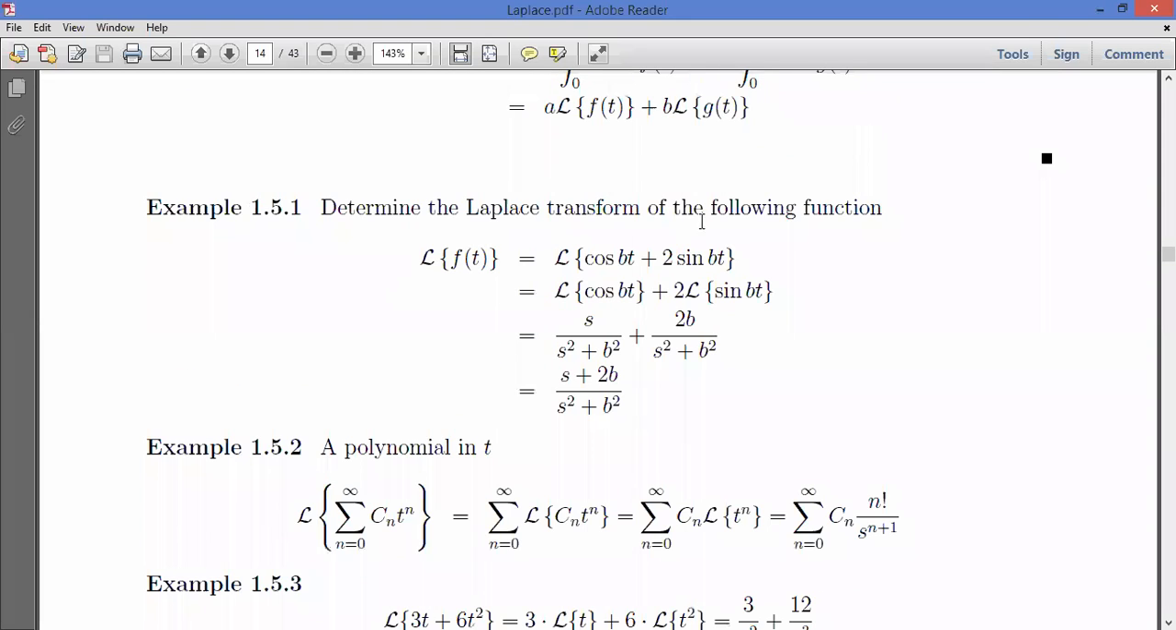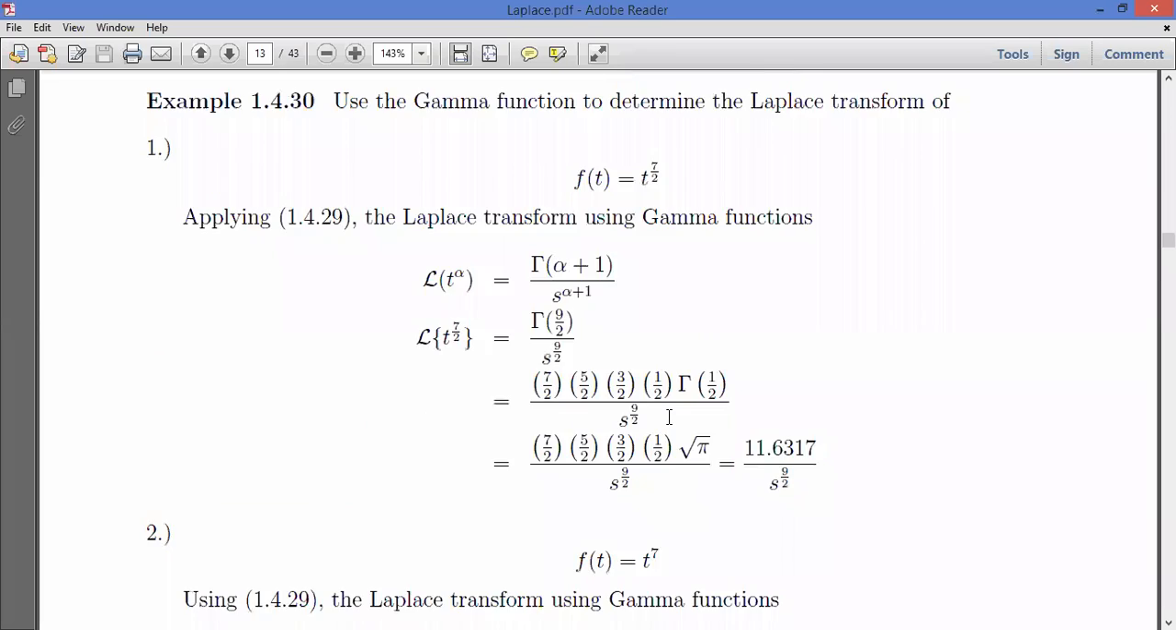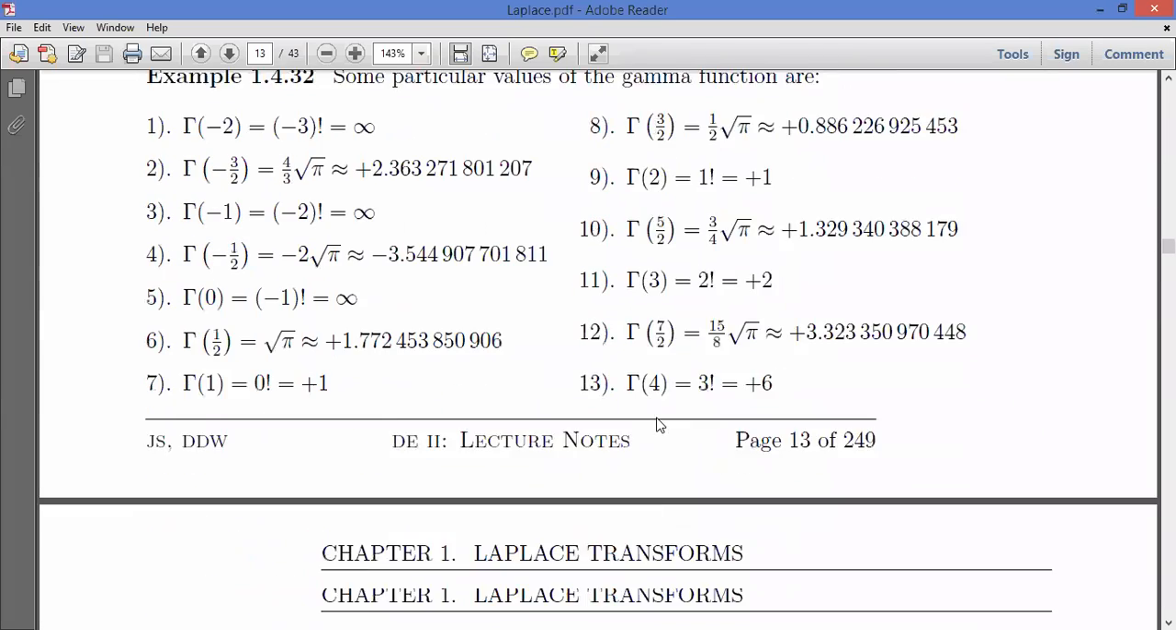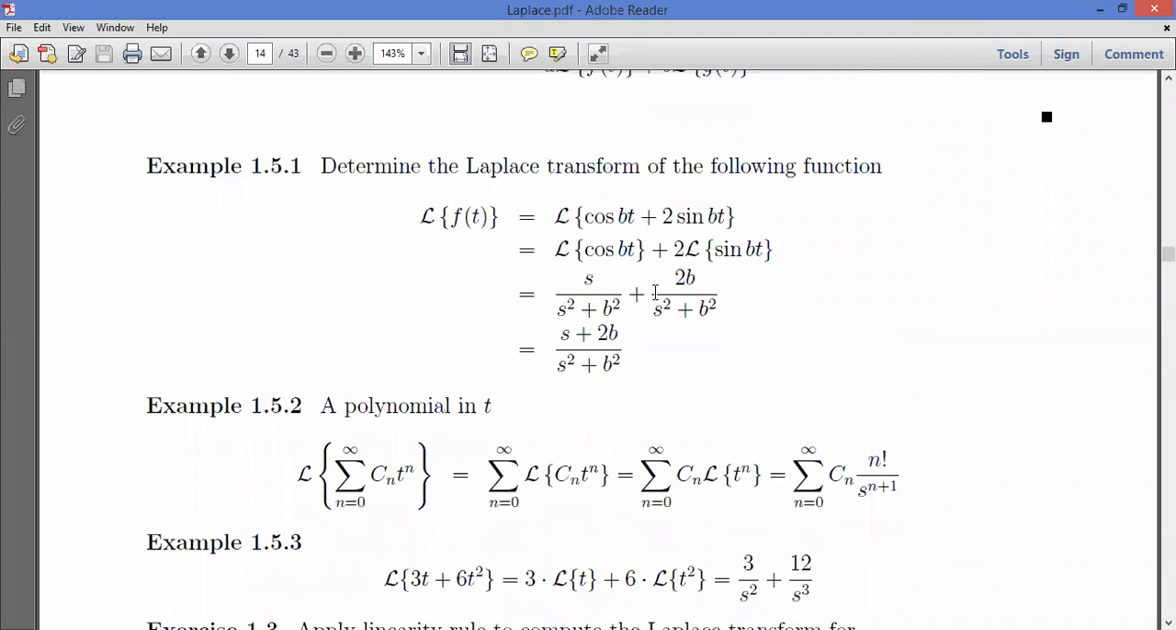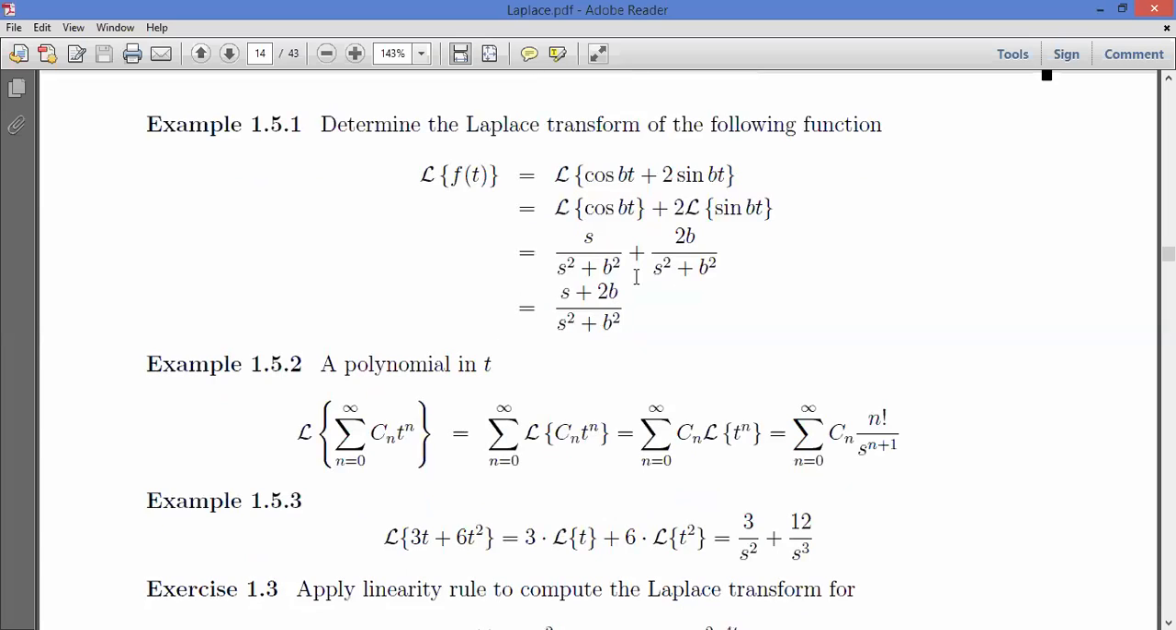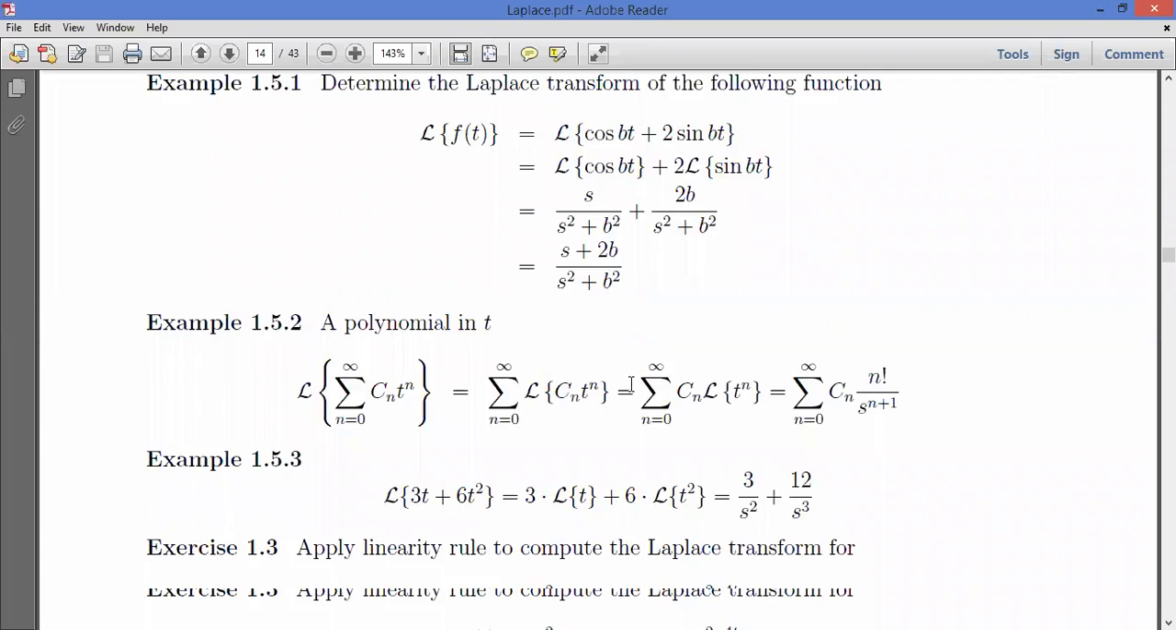Example 1, determine the Laplace of the following. Remember all of these here. If you have forgotten what we derived, I don't have to refer back, but we looked at trigonometrical functions. So use what we did and we looked at examples here. And once you use trigonometrical functions, you simplify, you get the Laplace of that one.